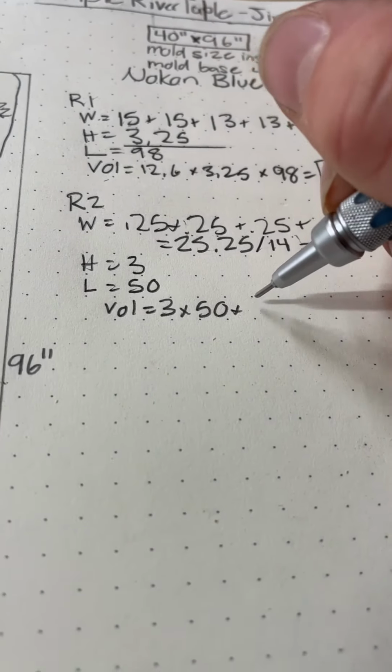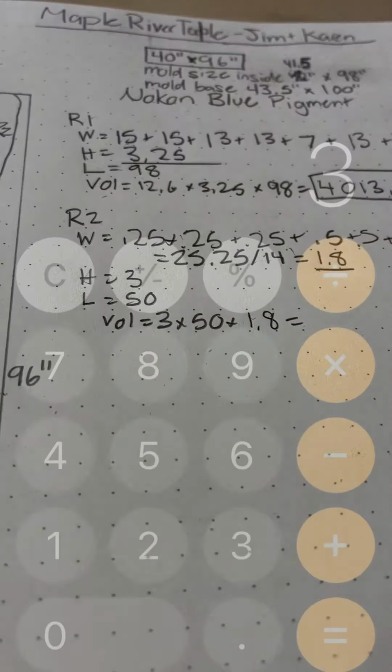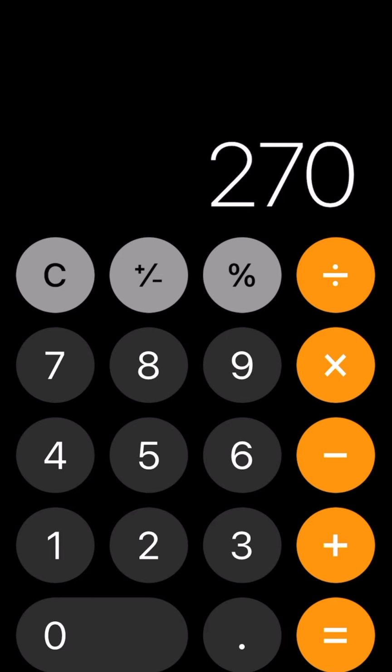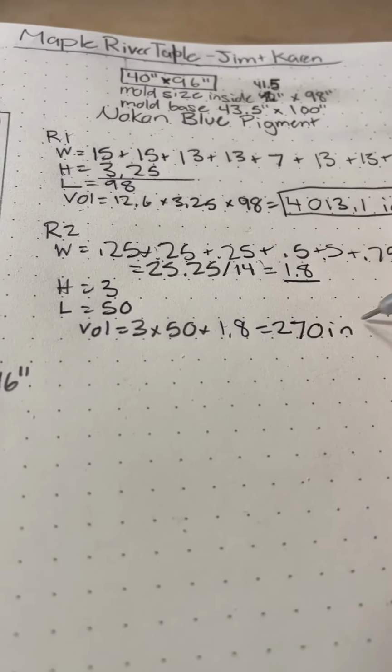Okay, so I just calculated this guy, and here we go. 3 times 50 times 1.8 equals 270 inches cubed.